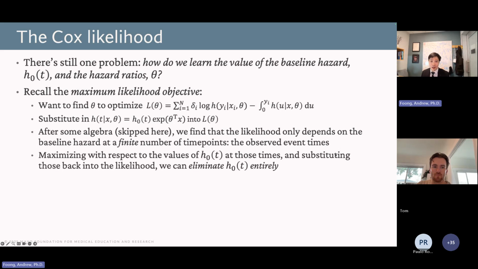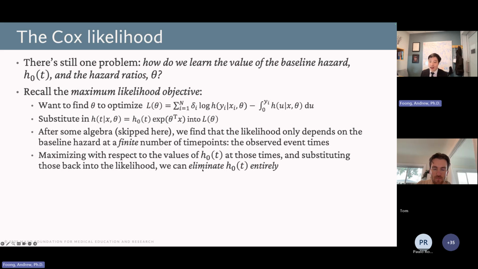And what you can do is maximize the likelihood function analytically by taking partial derivatives with respect to those observed values of the baseline hazard. You can optimize those out and substitute them back in. So it's just like regular calculus. If you want to do a two-dimensional optimization problem, you just optimize with respect to the first variable and then substitute it back in. So what we're doing is optimizing with respect to the baseline hazard and substituting it back in.